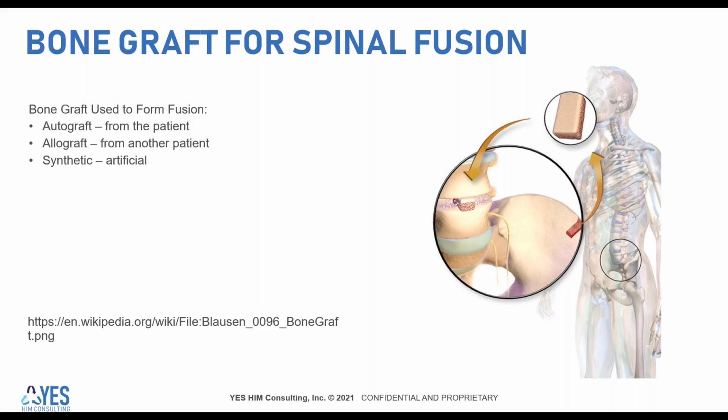And from the picture I have on the right, this is an example of an autograft where they took a bone graft from the patient. They actually took the bone graft from the patient's hip and were able to utilize that for grafting for the spinal fusion.